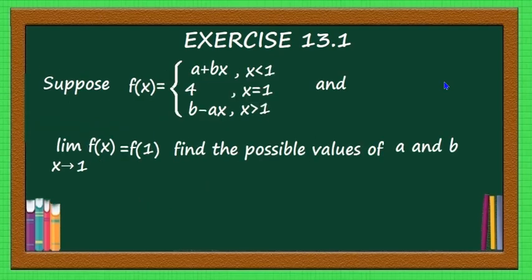Next you see this question. Suppose f of x equals a plus bx when x is less than 1, 4 when x equals 1, and b minus ax when x is greater than 1, and the limit as x tends to 1 of f of x is equal to f of 1. Find the possible values of a and b.